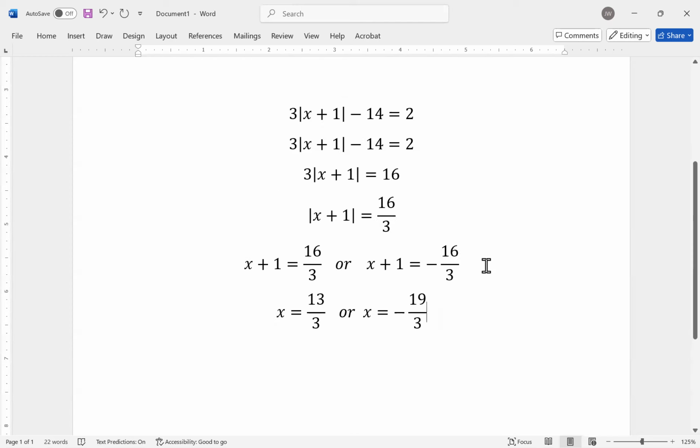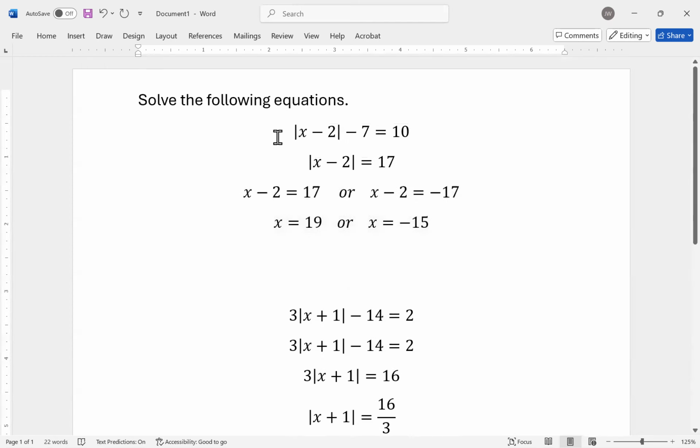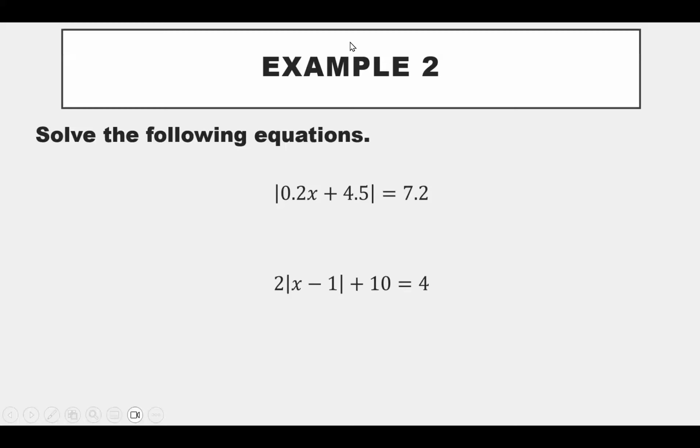So that's how we solve absolute value equations. Let's do another couple of examples. Let's solve these two absolute value equations. And if you want to try these on your own, push pause on the video and go ahead and try them on your own. In a couple of seconds, I'll show you how each is done.